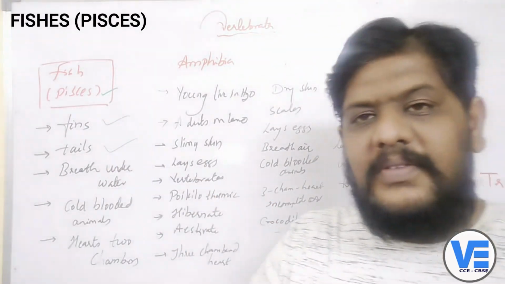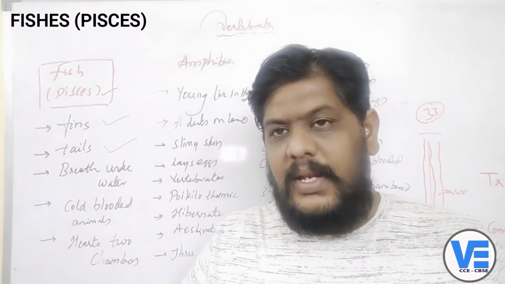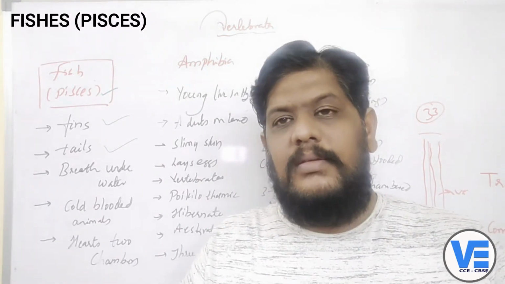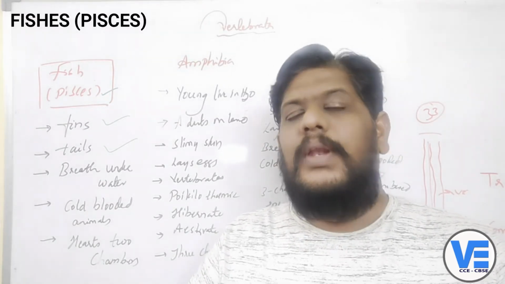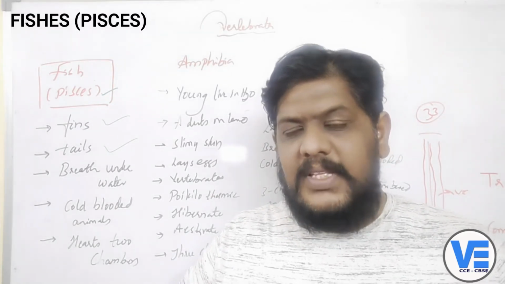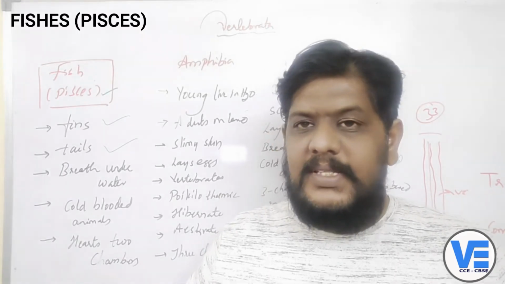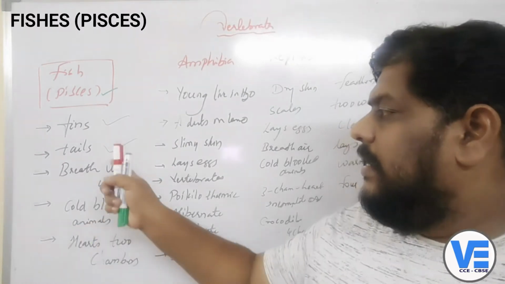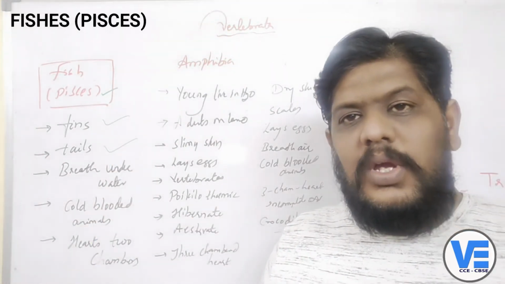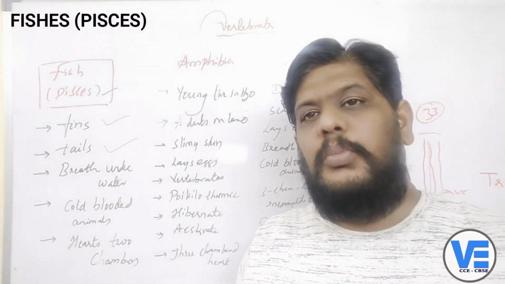Now, what is the use of the fins and tails? Fins and tails will help in the movement of the fishes. Because they have to move in the water, who will help them? The tail and the fins. When they move the fins, they move further, and to change the directions, they will take the help of the tail. So using the tails and the fins, they keep on moving in the water.